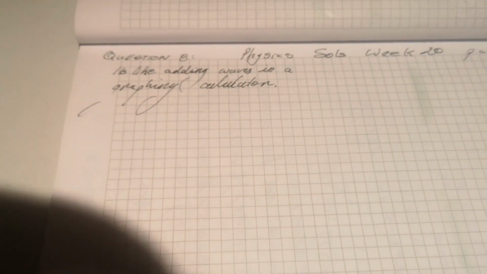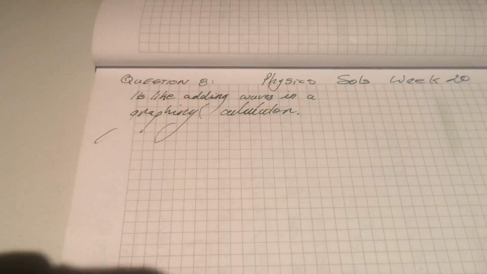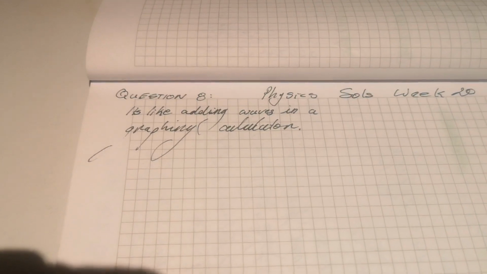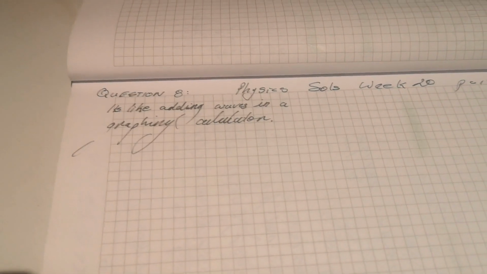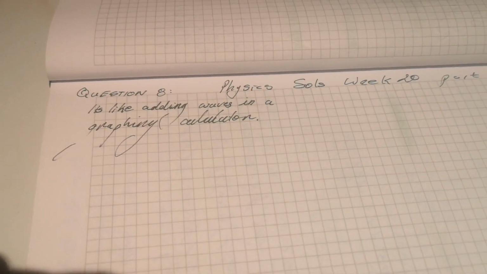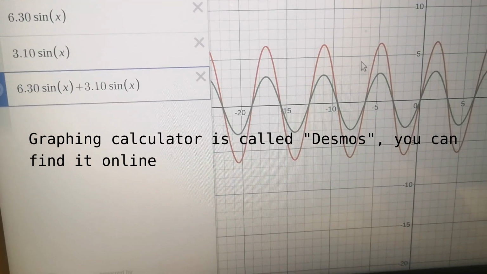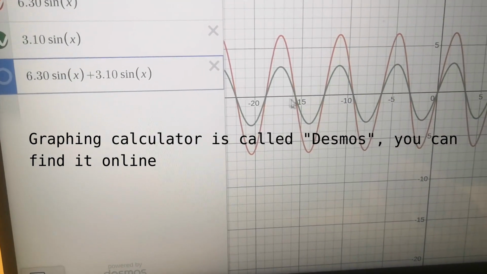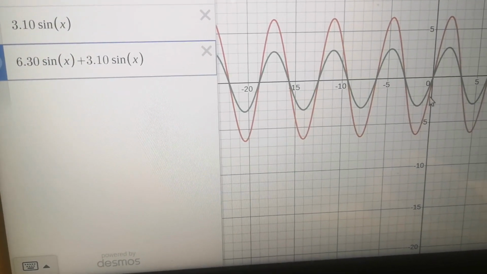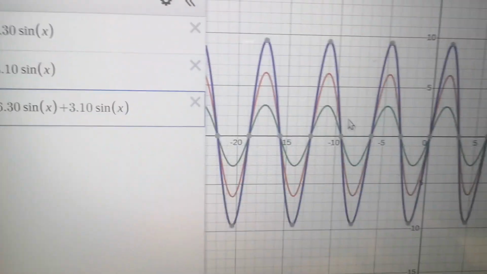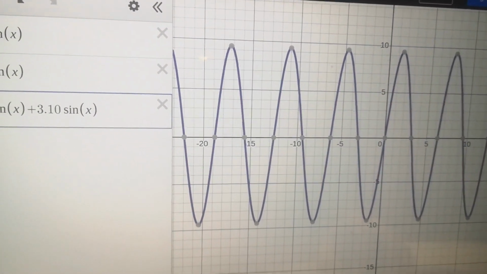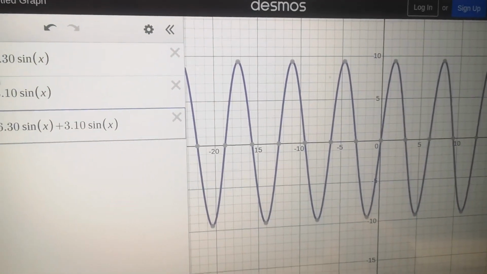Starting off week 20, part 2, question 8. The question essentially just asks us to add the amplitudes of two waves, and this can be done very simply by just adding them together. Also, if you go into the graphing calculator like this one here, you can see how the two waves exist independently, but when you add them together, you add their amplitudes, and that's pretty much it.